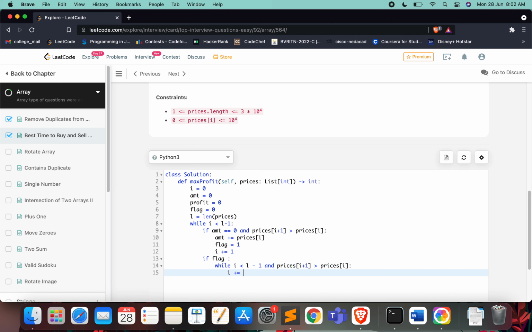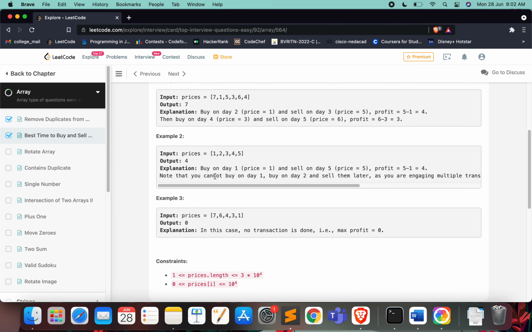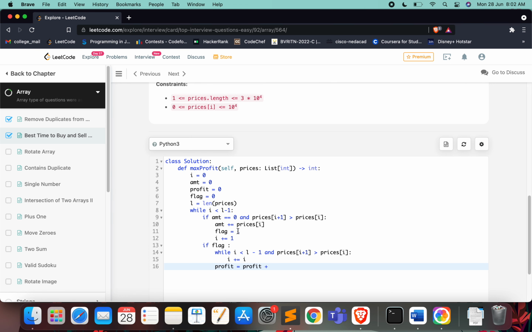If that holds, we'll go to the next one, and we will exit the loop when we find the last highest value, as in this case 5. We'll go to 2, 3. 3 is greater than 2, then 3. 4 is greater than 3, then 5. 5 is greater than 4, then 5. As it is the last, it is not less than L minus 1, so we'll stop there.